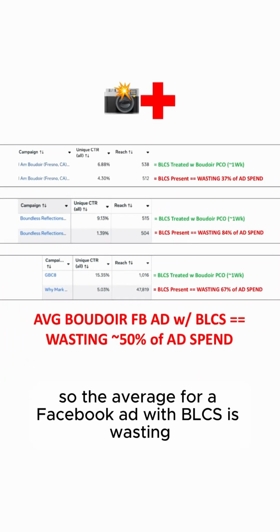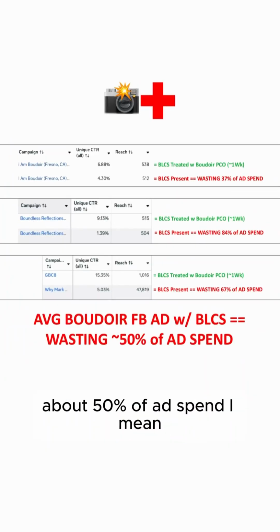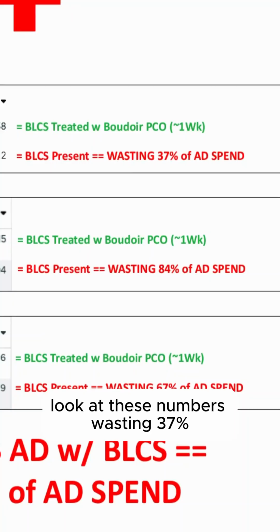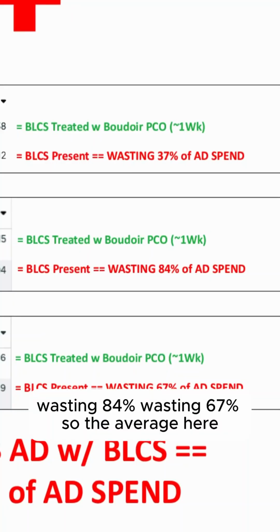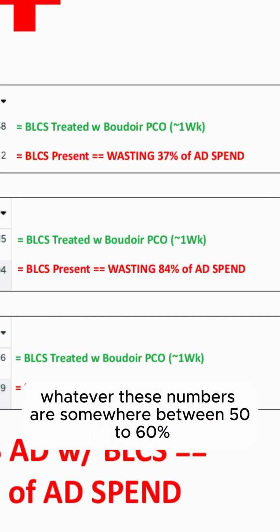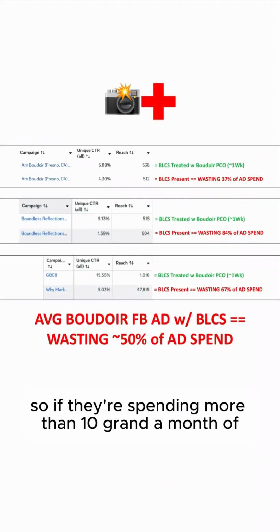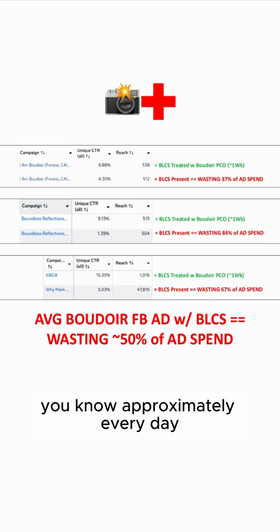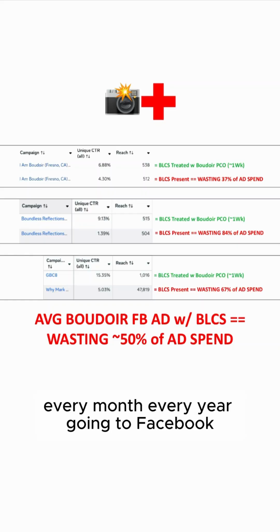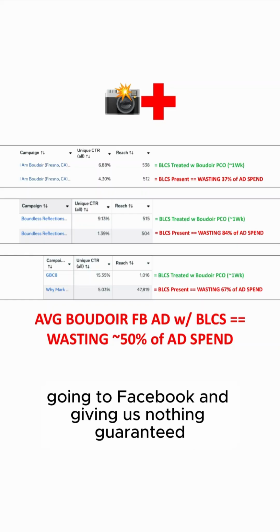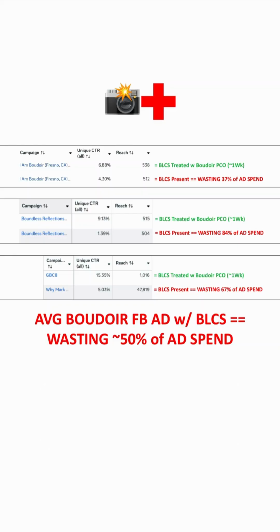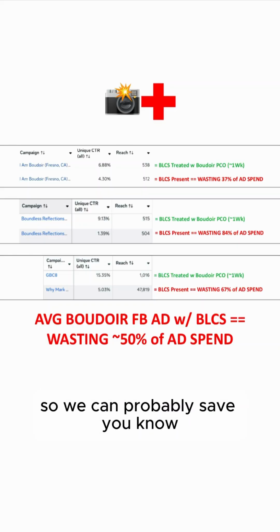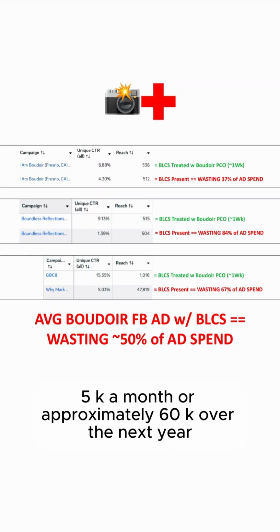So the average Boudoir Facebook ad with BLCS is wasting about 50% of ad spend. I mean, look at these numbers: wasting 37%, wasting 84%, wasting 67%. So the average here, whatever these numbers are, is somewhere between 50 to 60%. So if they're spending more than 10 grand a month on Boudoir Facebook ads, 5K is being wasted, approximately every day, every month, every year, going to Facebook, literally going to Facebook and giving us nothing, guaranteed. So we can probably save 5K a month or approximately 60K over the next year.